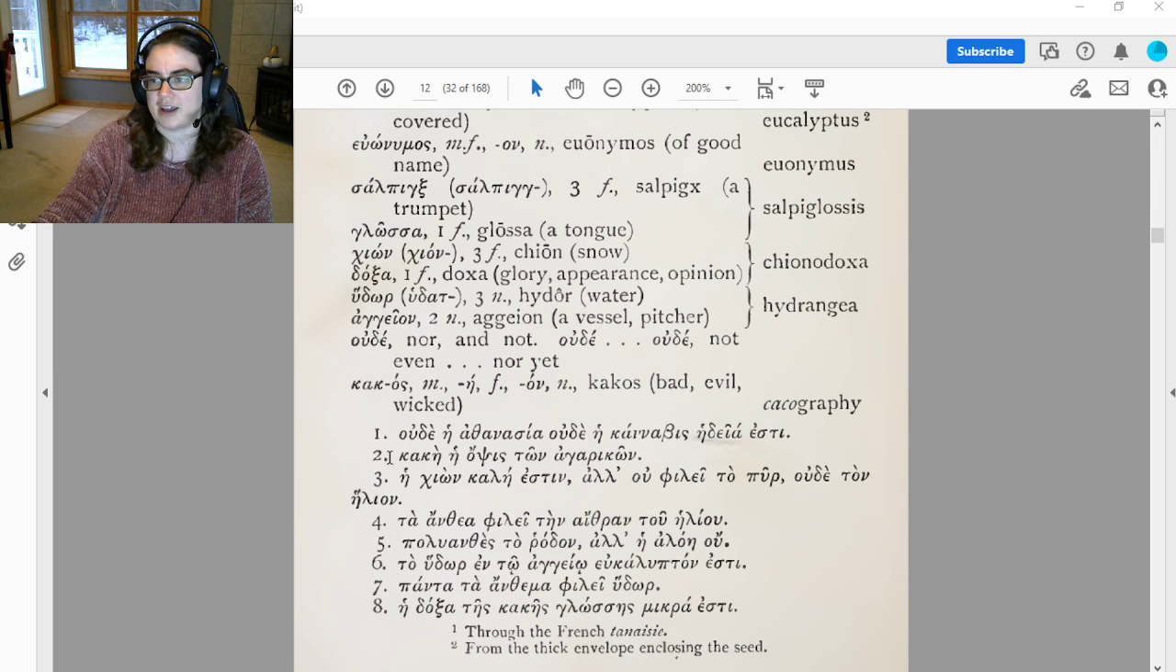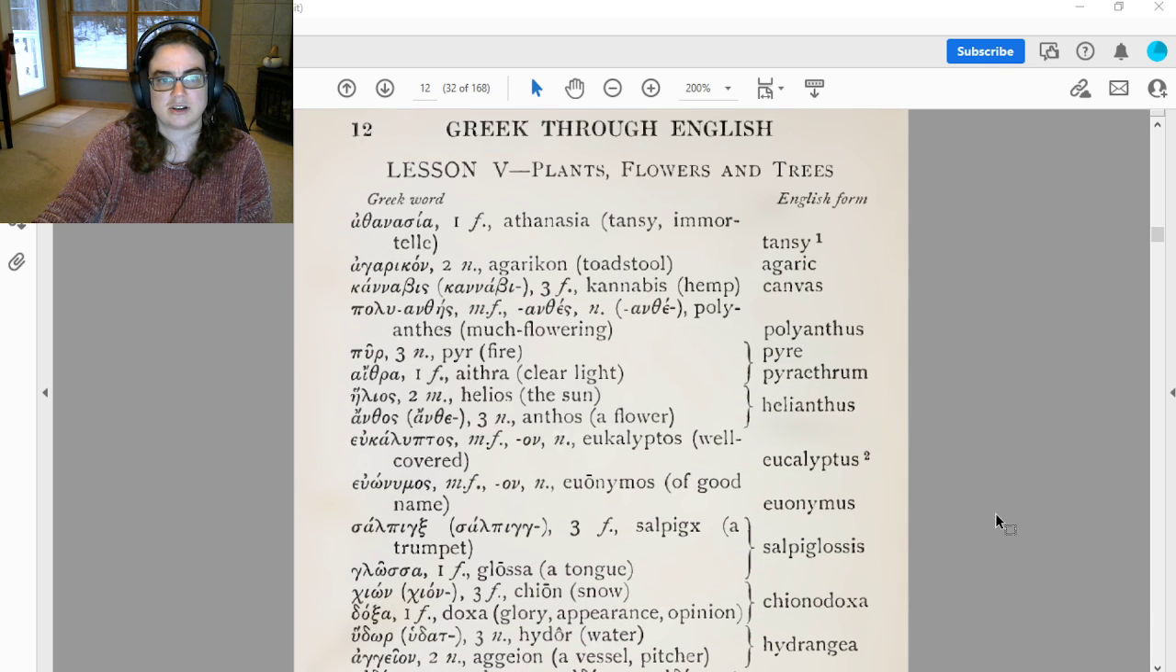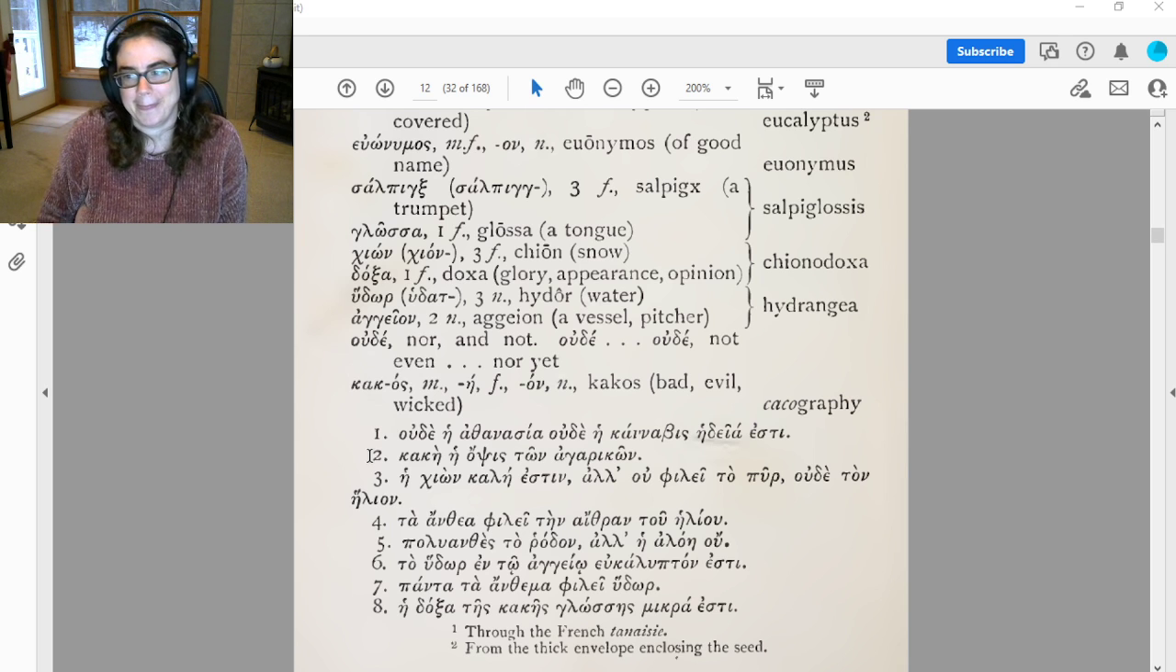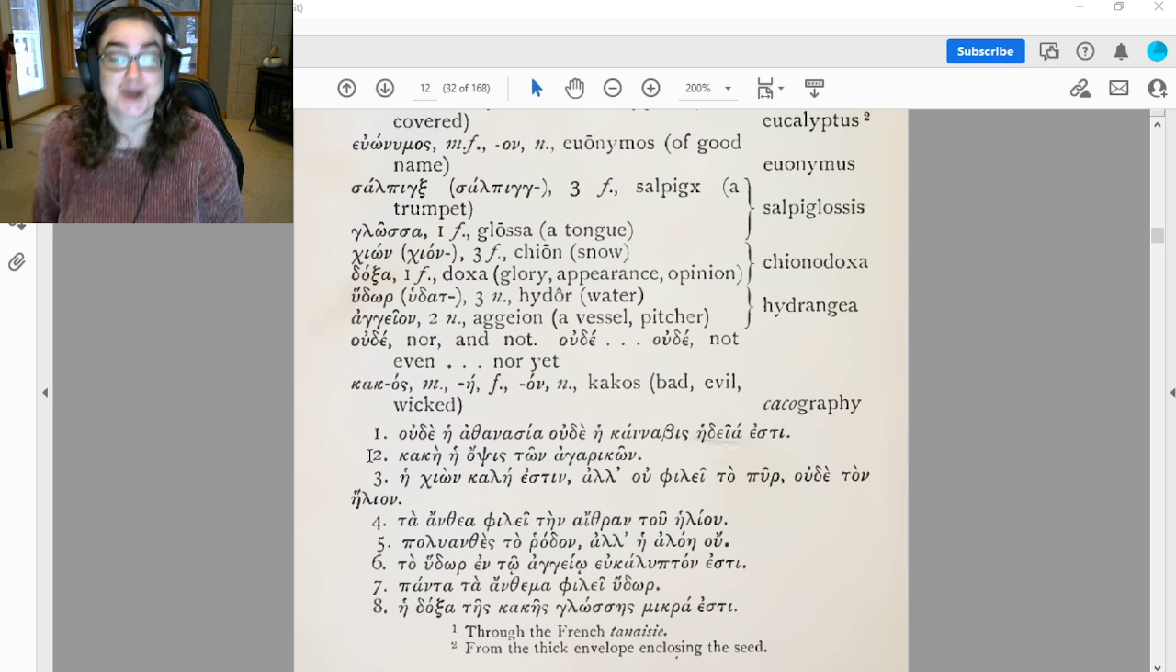Kake? I kind of overdid the breath there. That's not a key, that's just a kappa. Kake he upsis ton agarikon. The sight of the toadstools. The sight of the toadstools is evil. So probably like they're not good to look at, not that toadstools can see. Because that'd be a weird sentence.